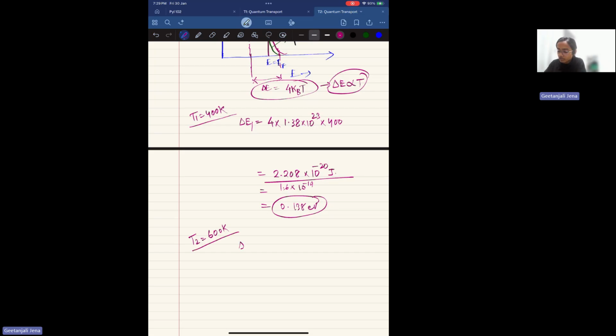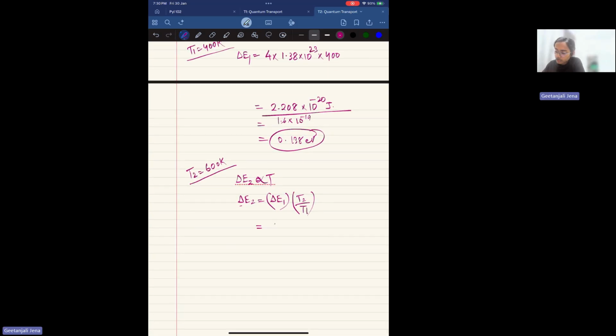Delta E will also increase. So delta E2, since it is proportional to temperature, is delta E1 times T2 by T1. T2 is 600, T1 is 400, times 0.138. So this will come out as 0.207 electron volt. Okay. So in this way, if it is following the Fermi-Dirac statistics, you can calculate the range of energy within which the electron can participate during the transport.